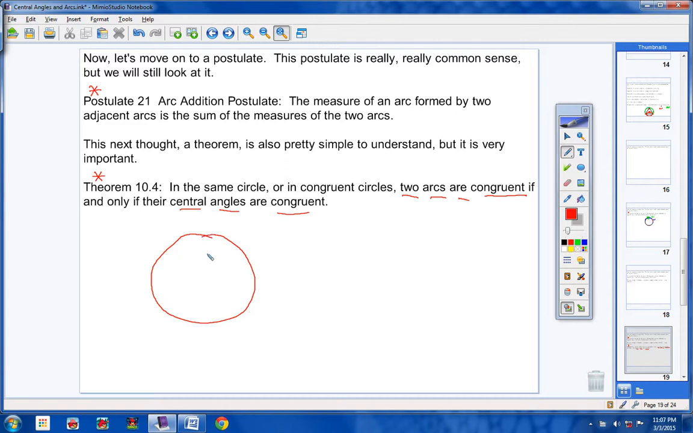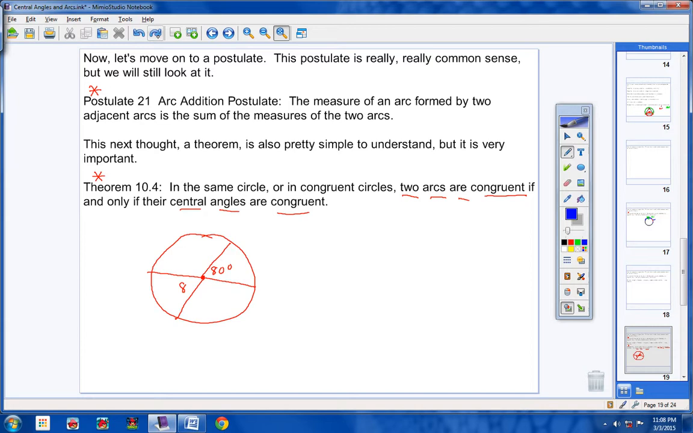Here's a circle. Got it? In this circle, if I have a central angle of 80 degrees, and over here I have a central angle of 80 degrees, then that means this arc here in green is congruent to this arc here in blue, because we're in the same circle. Got it? Take notes on this, guys. If you're in the same circle and you have two central angles that are the same, then their arcs are the same.